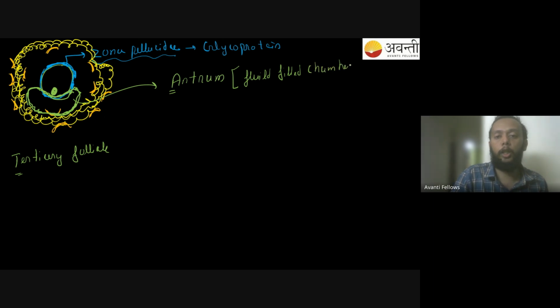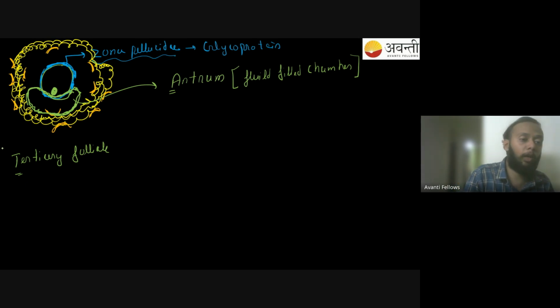And this fluid-filled chamber is called the antrum. So you can see the antrum over here. Theca is already formed here. Here you have a primary oocyte, and the primary oocyte is surrounded by the zona pellucida, right? It will have a surrounding of the zona pellucida. That is something you have to know, right?